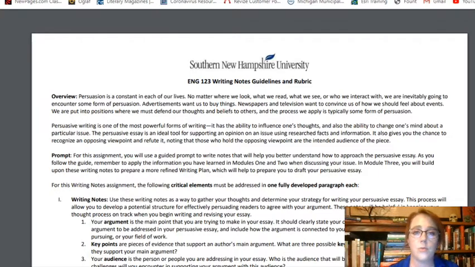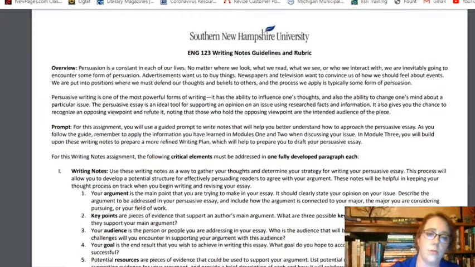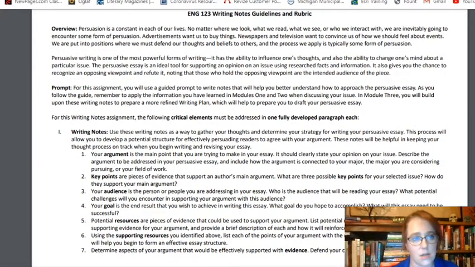This is where we reflect on that argument that we chose with our journal and move forward with the development. Now, there are a couple different steps to this. So we're going to take a look at the rubric, we'll do the overview, and then I'll go through the nitty-gritty critical elements.